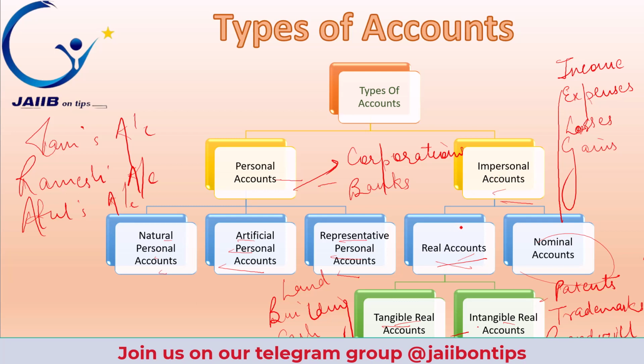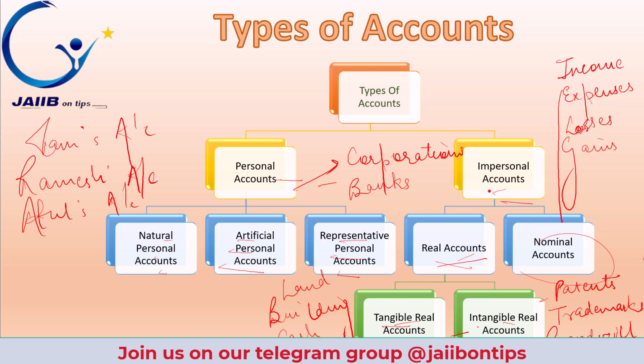Real account, tangible real account. So let's say our business owns a building. The building is a tangible asset. So you would have a real account for it. Any changes in the building's value or transactions involving it would be recorded in the real account. And the intangible real account is, suppose your business has acquired a patent for a unique invention. The patent does not exist physically, but it is valuable. You would create an intangible real account for the patent to keep track of its value and any transactions related to it. Last one is nominal account.